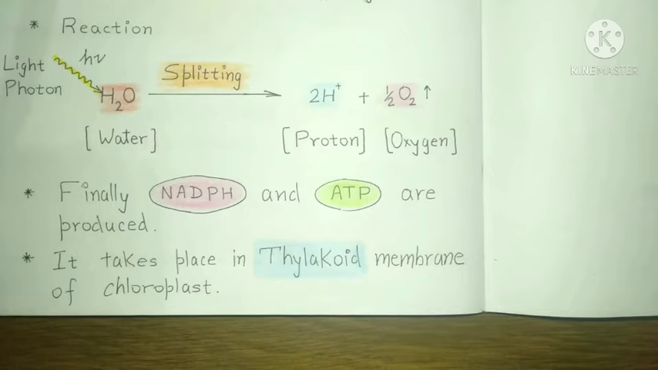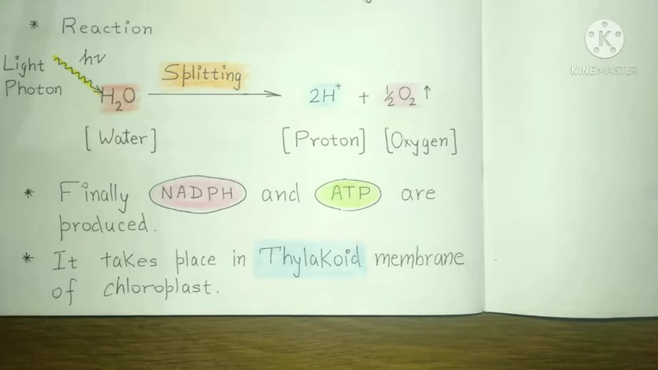In this light reaction, finally NADPH and ATP molecules are produced, and this light reaction takes place in the thylakoid membrane of chloroplast. What is this thylakoid membrane of chloroplast? We will talk about this later. Let us first see what happens in this light reaction.